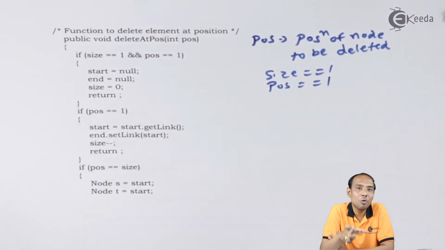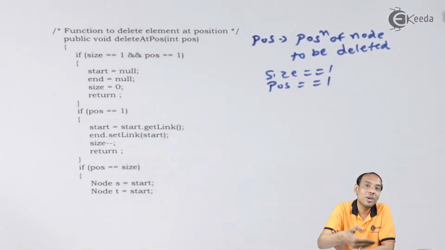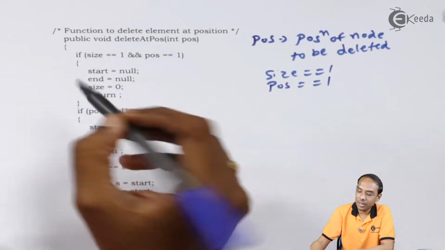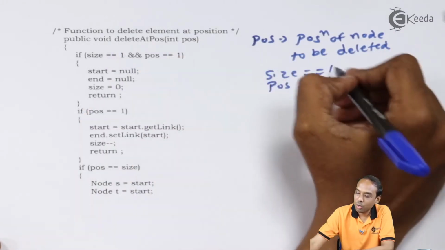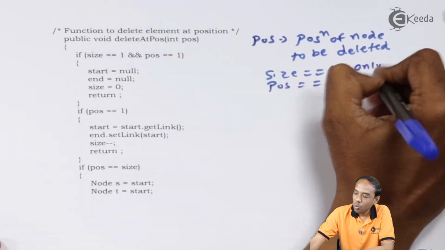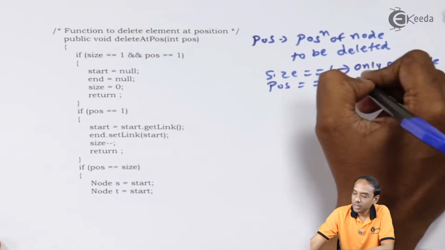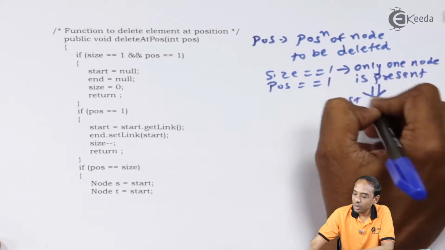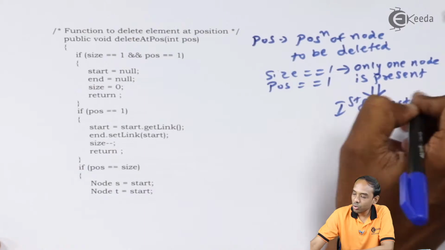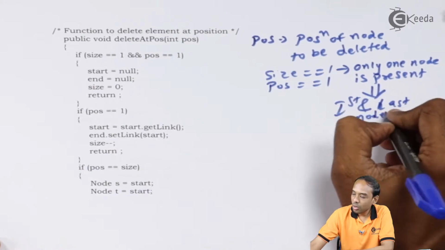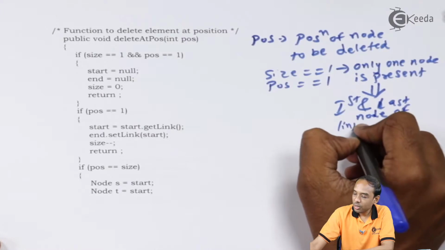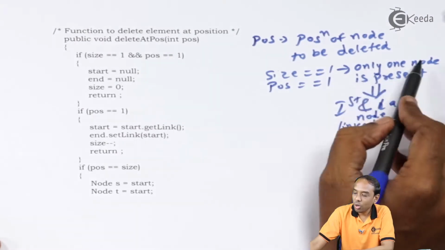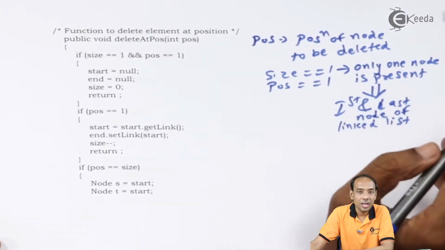So I need to be very careful of where my start is going to point and also where my end pointer is going to point. If size is equal to 1, only one node is present, and that is obviously going to be the first and last node of the linked list. So size is 1, position is 1, means only one node is present, that is the first and last node of the linked list.